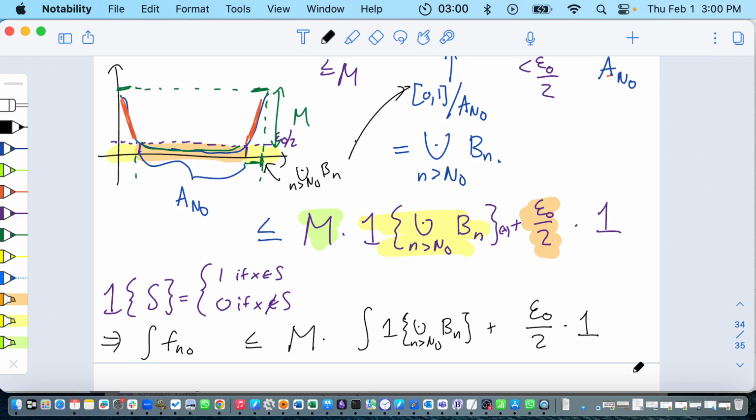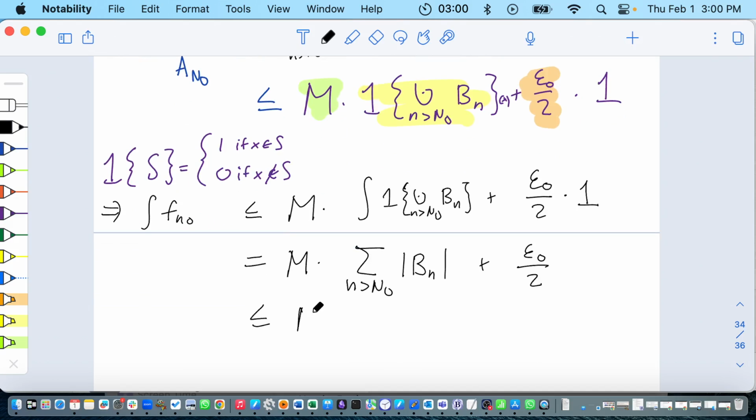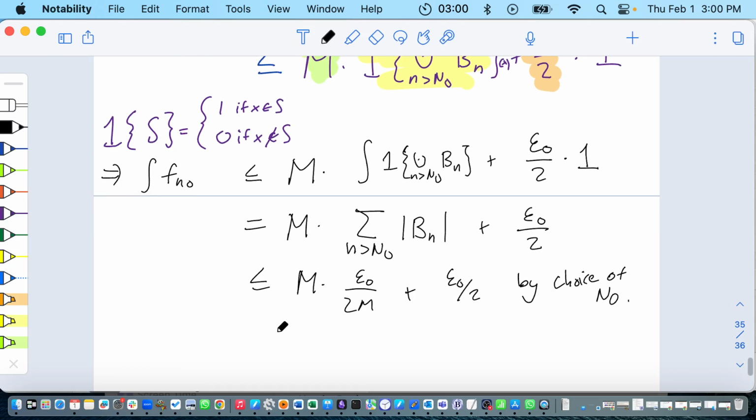If you were going to do it on the interval 0 to 7, you would have to pick epsilon naught over 2 times 7. But I did everything on 0, 1, so that works. So I just took my inequality and I integrated it. And then there's one last step, which is to write down what this is. M times the sum of n greater than n naught, and then you have the length of the intervals B_n, plus epsilon naught over 2. And this is less than or equal to M times epsilon naught over 2M plus epsilon naught over 2 by choice of n naught. Okay? And so therefore, the whole thing is less than epsilon naught.